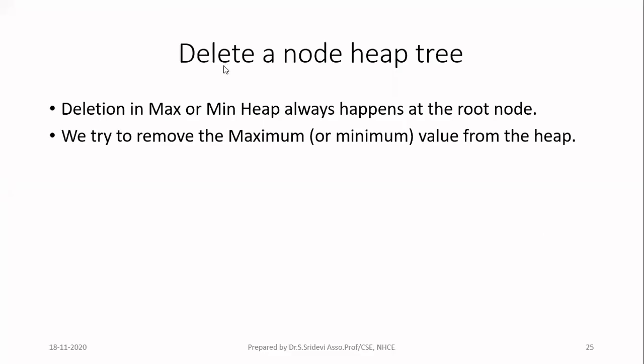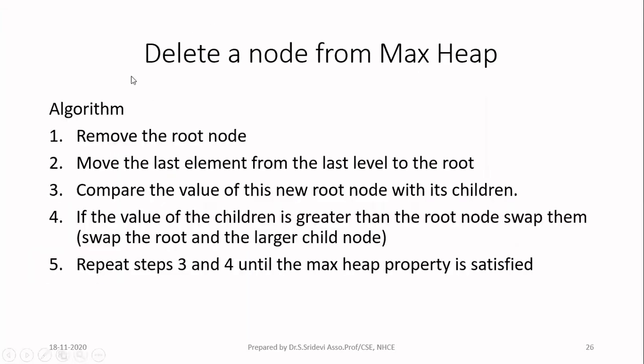So we are going to see how to delete a node from the heap tree. And in case of the heap tree, whether it is a max heap or min heap, the deletion of the node will always happen at the root node. And we try to remove the maximum node or otherwise minimum value from the heap tree. We never try to delete other nodes from the heap, even though that is possible, but our aim is to delete the node with maximum or minimum value from the heap. And let us see the algorithm for that.